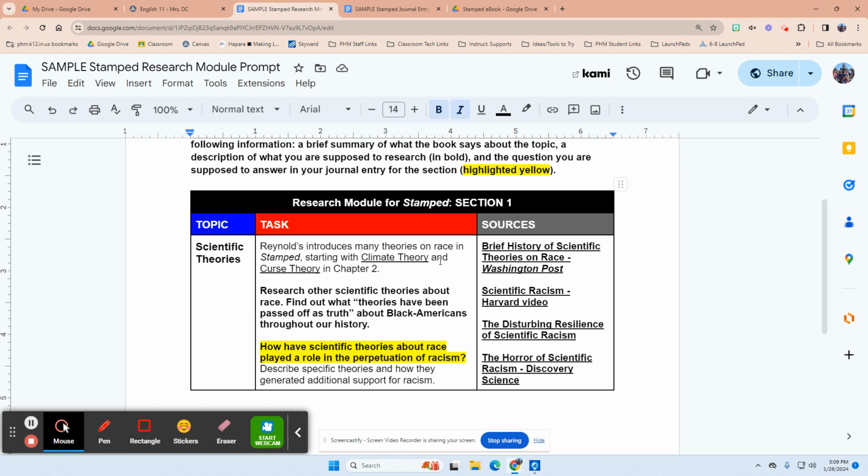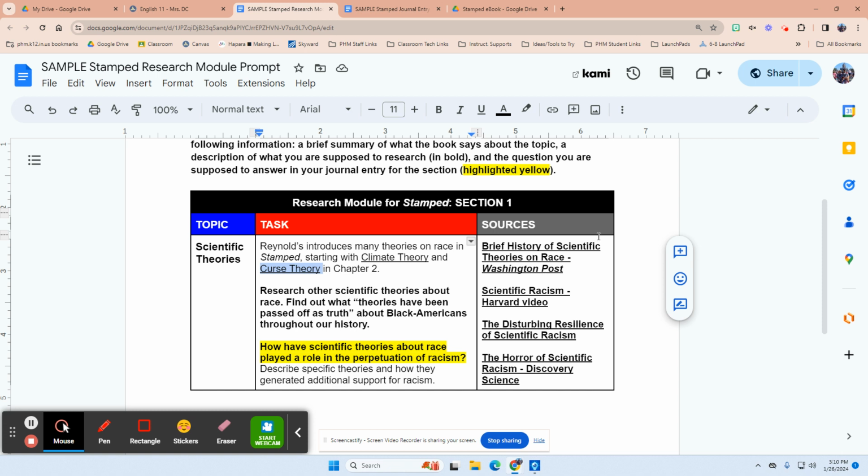So what I was finding is that every single topic is talked about, but the way that they word the topic in the research module doesn't always connect directly with something that is in the index. So I did underline the words and phrases that you want to look up in the index. So when I'm looking at my prompt, you can see there are two terms that are underlined. There is climate theory and there is curse theory. So these are the things that I can look up in an index to find out what pages he talks about them on.